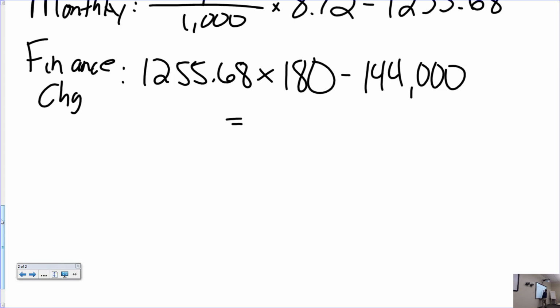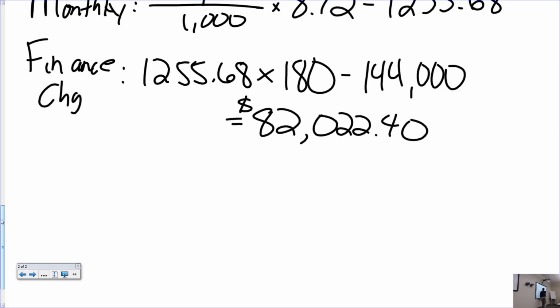No, it's 82,000. 22. 22 and 40 cents. 82,000. $22.40. Okay, that's it. That's better. Notice, just way better, right, folks? So if you can reduce the number of years that you borrow money, by all means, okay?